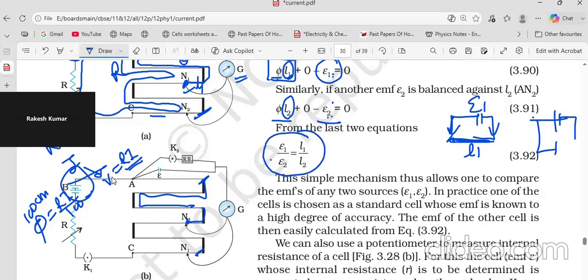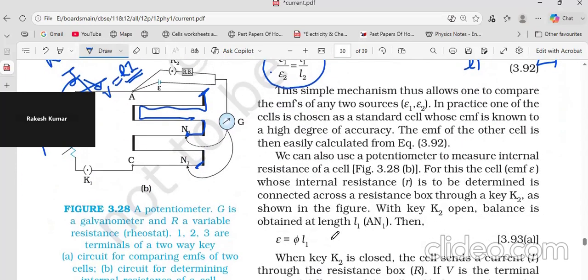This is the only way you can compare the EMF of two cells, because if one is known, the other can be found out. Because you see, EMF can't be found out with any other voltmeter, because either current is flowing there, here there's no current flowing. EMF can only be found otherwise, you get the potential difference across the battery. Only when the current is not flowing, you can get the EMF.